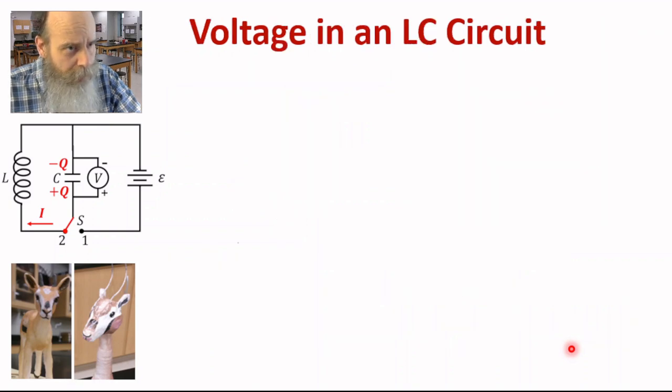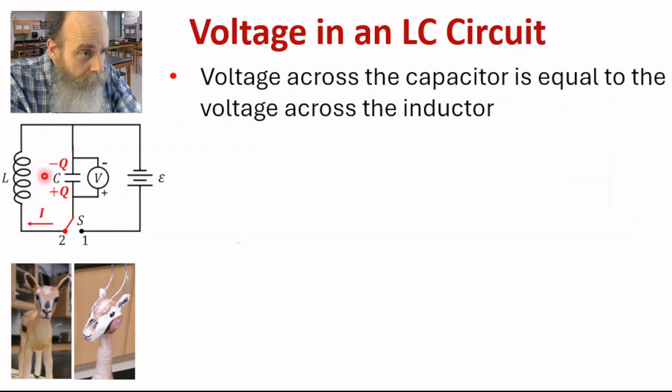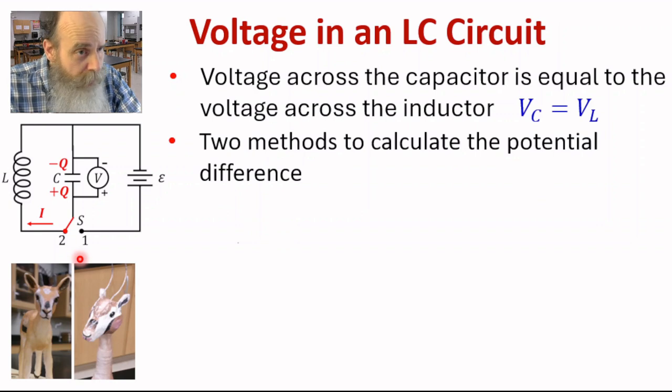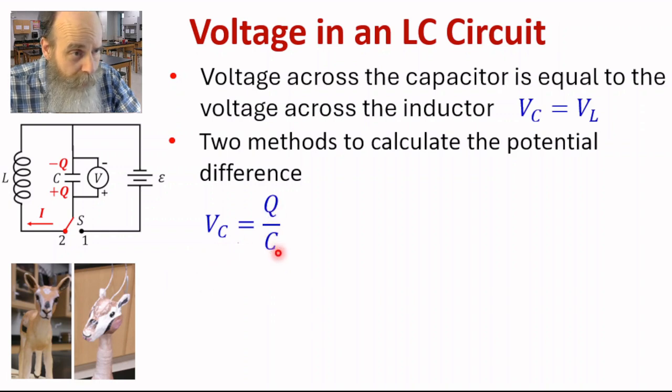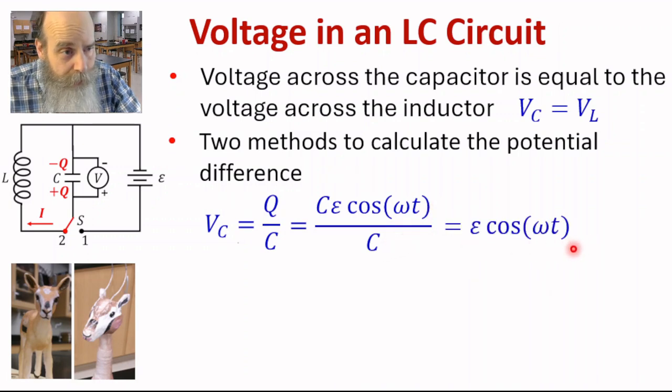Let's look at the voltage in the LC circuit. The voltage across the capacitor is equal to the voltage across the inductor. That's clear. The inductor and capacitor are connected together, so they must have the same voltage across them. So VC equals VL. There are two methods to calculate the potential difference. First of all, we could calculate it from the capacitor, Q over C. Put in our Q, CE cos omega t, divide by C, and we get E cos omega t.